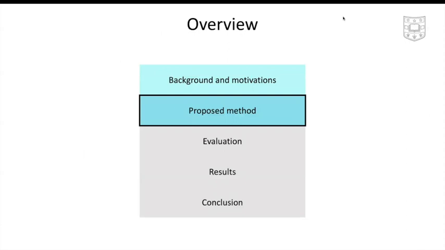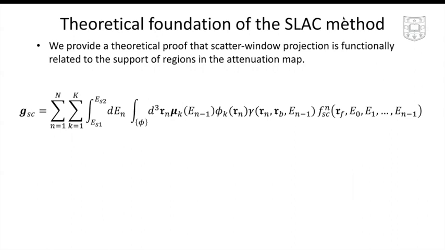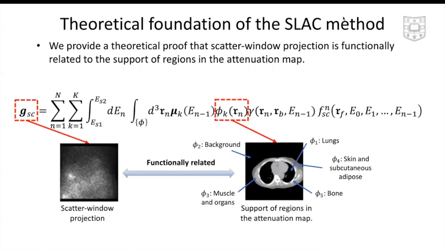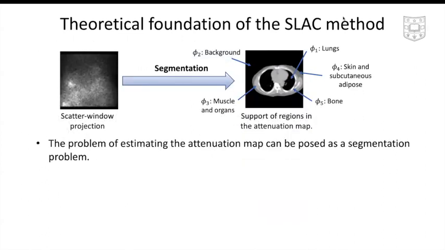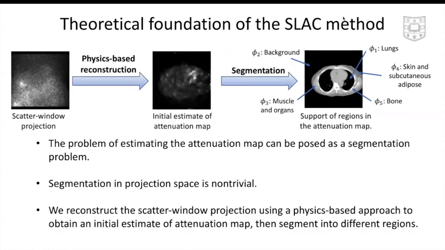Then I'm going to introduce our proposed method. In this study, we provide a theoretical proof that scatter window projection is functionally related to the sports of regions in the attenuation map. The problem of estimating the attenuation map can be posed as a segmentation problem. However, segmentation in projection space is non-trivial. Thus, we reconstruct the scatter window projection using a physics-based approach to obtain an initial estimate of the attenuation map, then segment it into different regions.